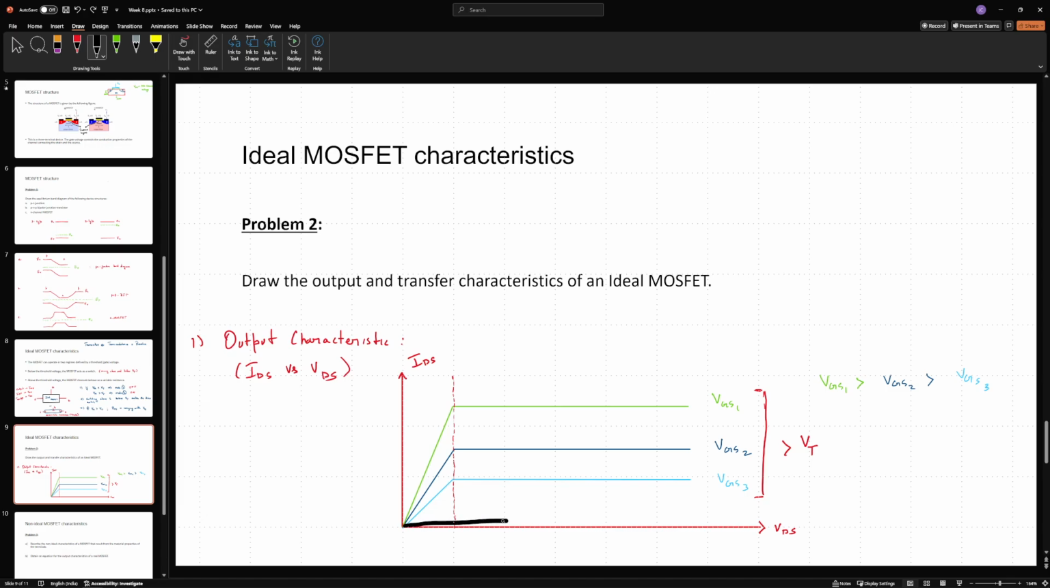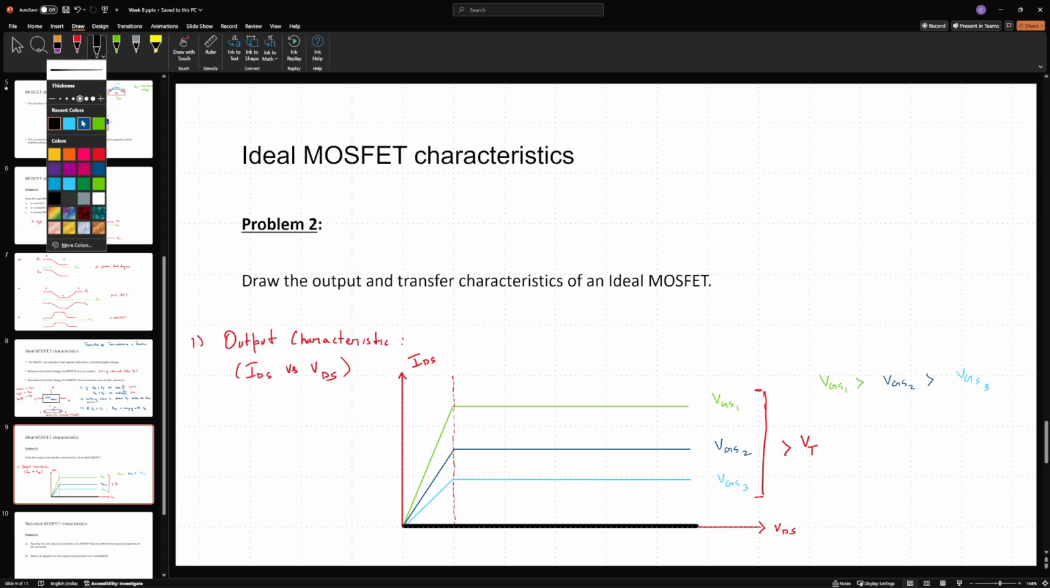It's going to be like this. So this region is essentially the off regime. So this is Vg less than Vt. So this is the cutoff region, and this part where the current flattens out, this is what is referred to as saturation.